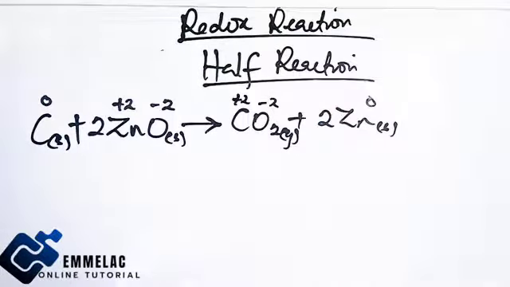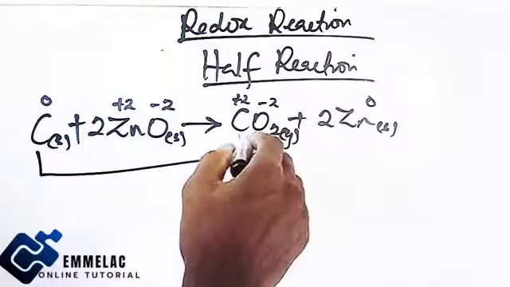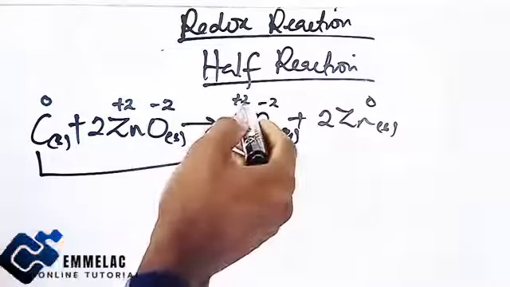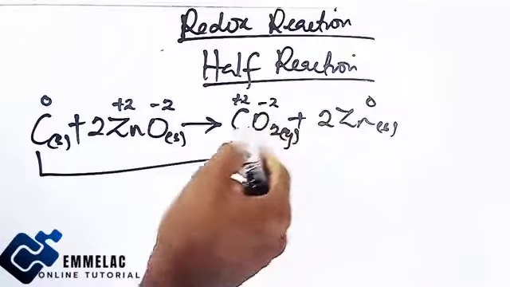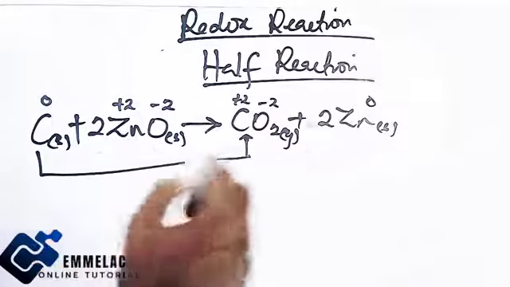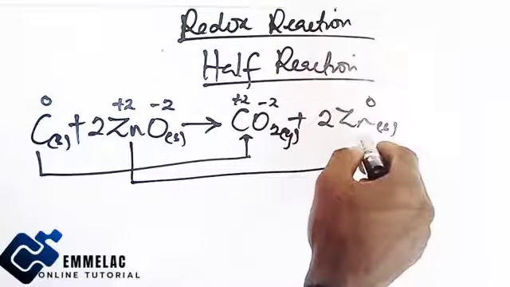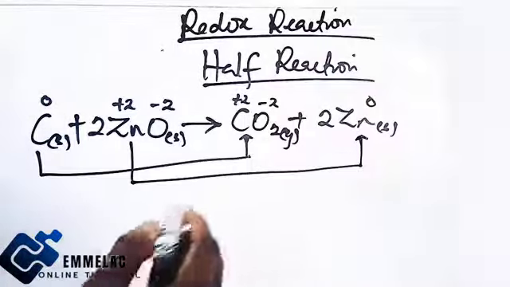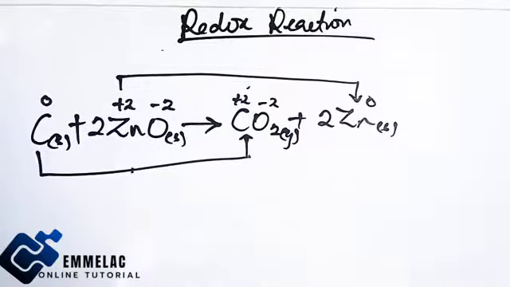Now looking at this, you can see the element that is being oxidized and the element that is being reduced. You can see that carbon here goes from 0 to plus 2, and oxygen minus 2 actually remains the same, and zinc goes from plus 2 to 0. So here, pardon my crossing of lines. Okay, let me clean it for a better understanding. Okay, I believe this is better now.